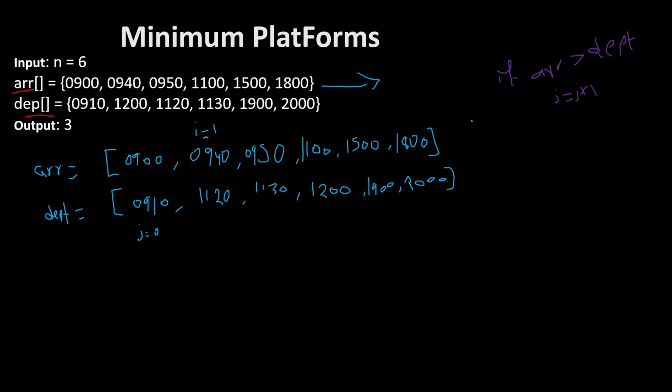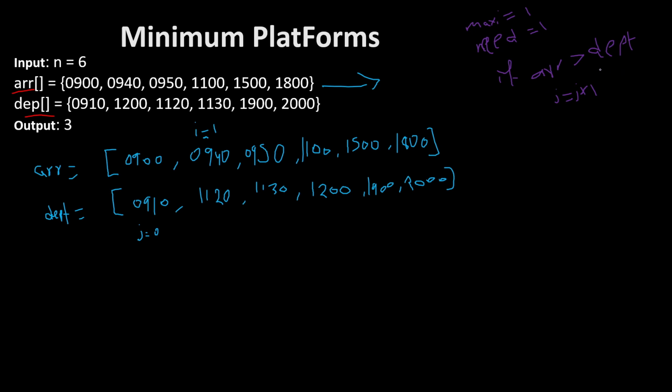And we will also initialize the number of platforms that we need. How many platforms we need will be initialized to 1 at the start. And we also take a maxi value as 1. Maxi and need will be the same. I will be explaining why we need these values one by one.